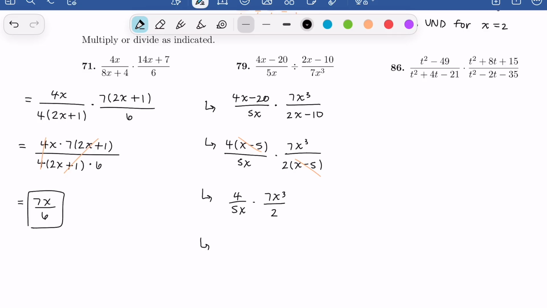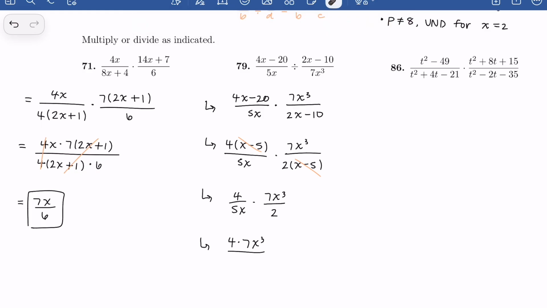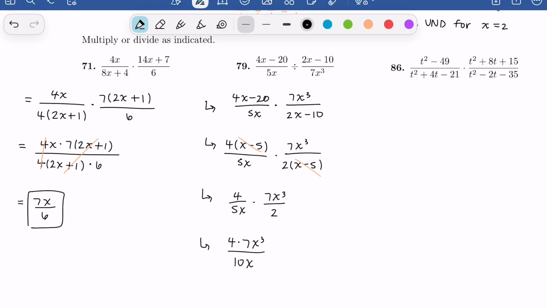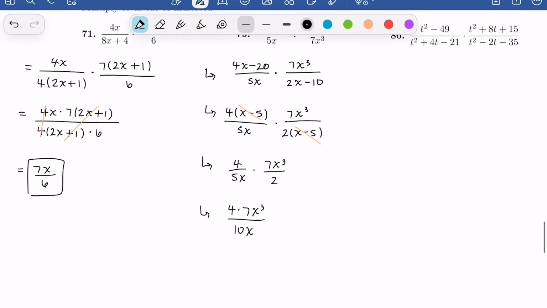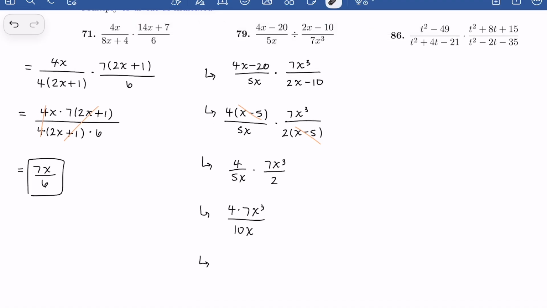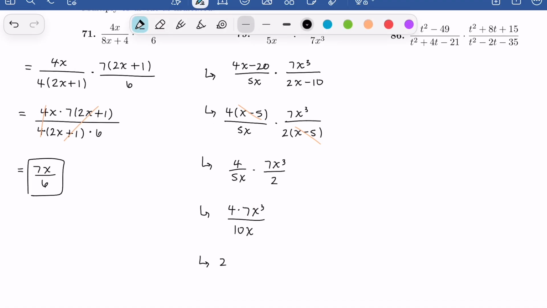Notice we're going to have 4 times 7x cubed over 5x times 2. I'm going to go ahead and write that as 10x. Now what we can do is simplify. I have x cubed in the numerator and x by itself in the denominator, so I'm going to end up with an x squared in the numerator using our exponent rules. We also have a 4 times 7, so I'm going to end up with 28x squared divided by 10.